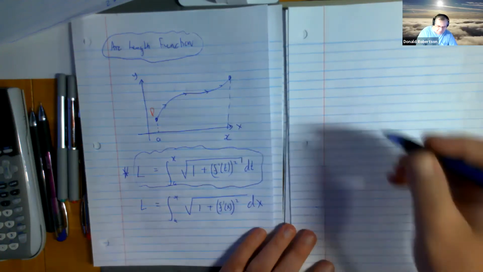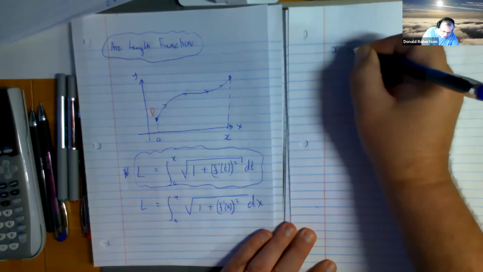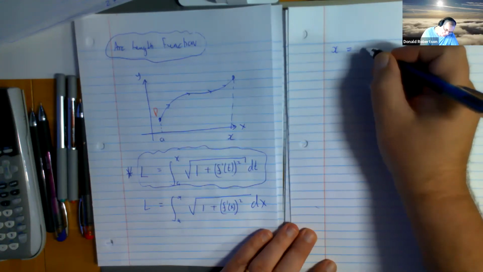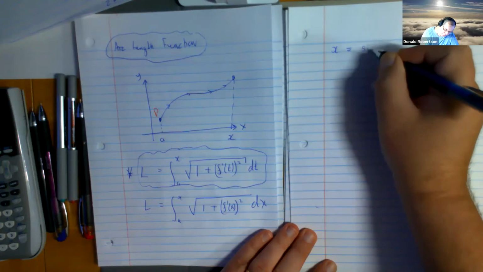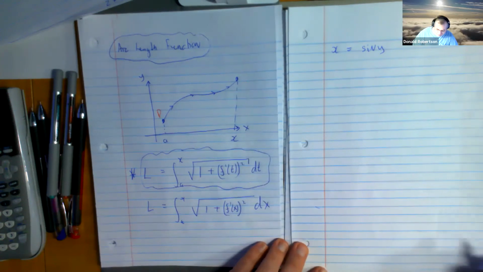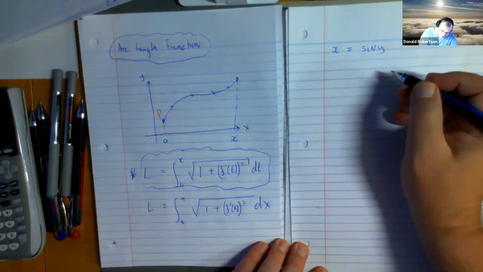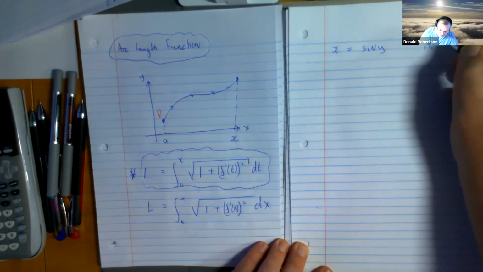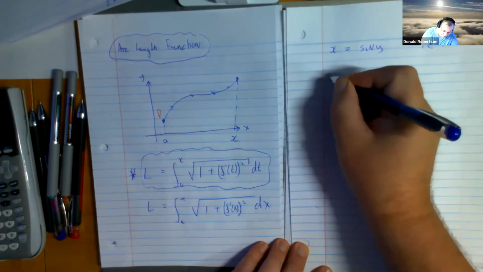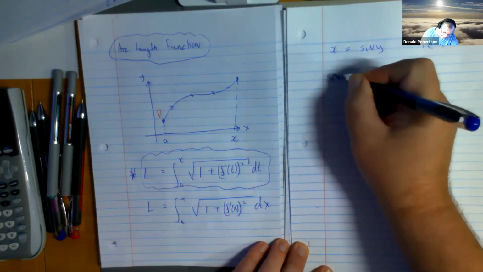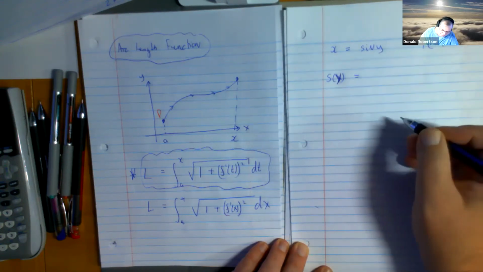Okay, I'll just make mine up then. Suppose you had x equals, I know, what should we do? Sine of y. And it was going to go from the point (0, 0). Then our formula would be technically s of y, because this is a y function.